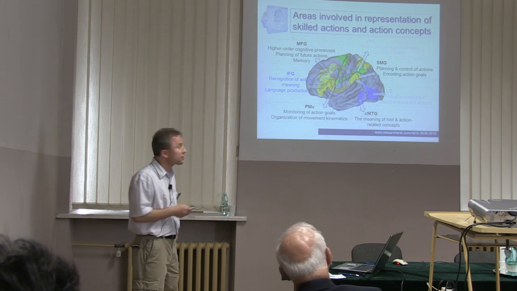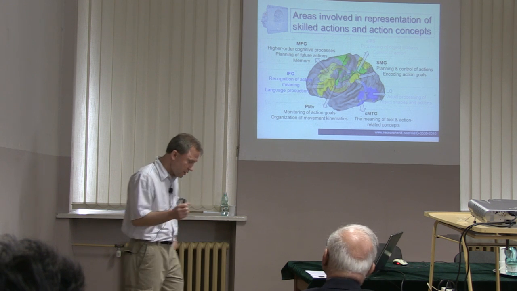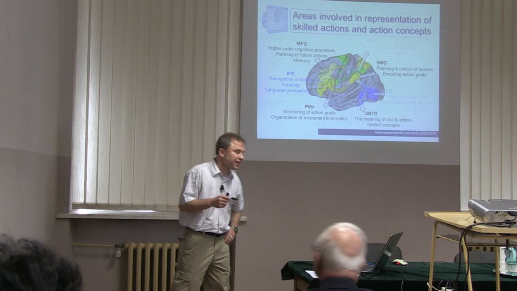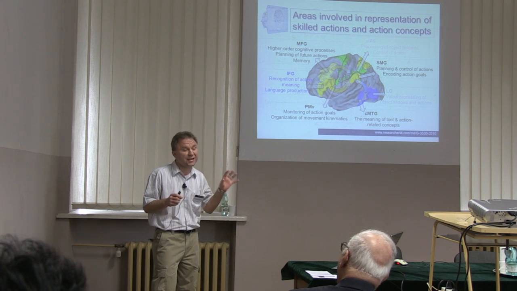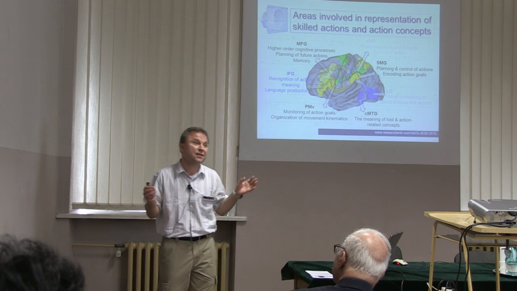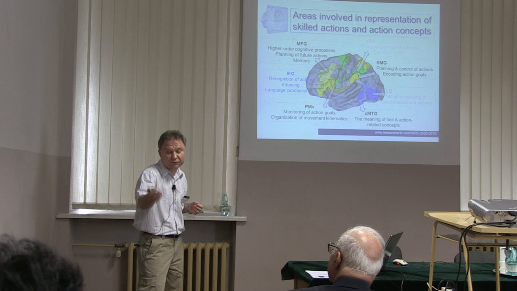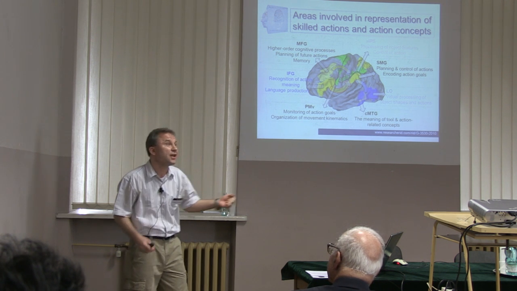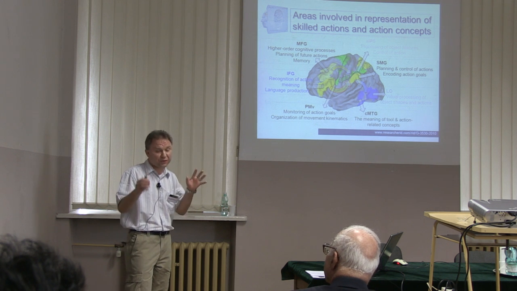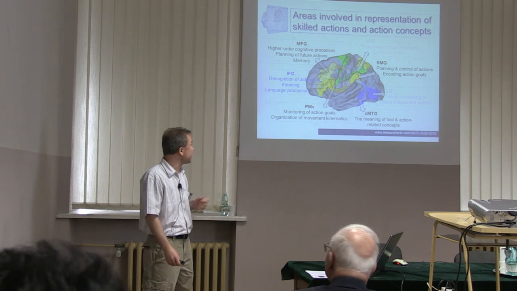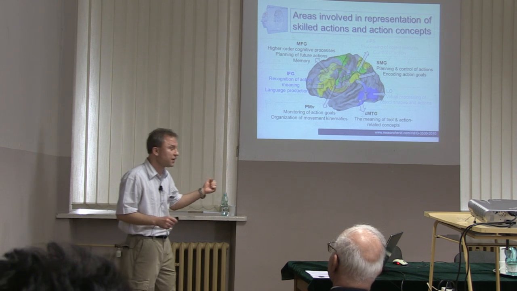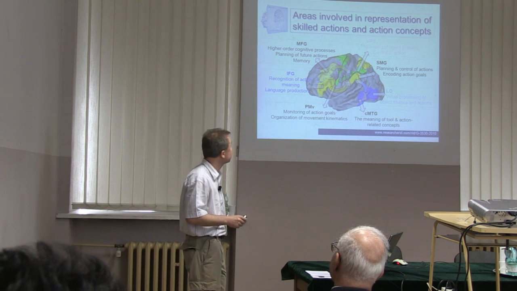Then the supramarginal gyrus. This is an interesting place in the brain because when you have it damaged, typically in the left hemisphere, damage affects both of the hands. So you may think that the right hand is controlled by the left hemisphere and the left hand by the right hemisphere. But for skilled actions, for higher order actions, when you have the supramarginal gyrus damaged, it does affect your performance with the left hand.